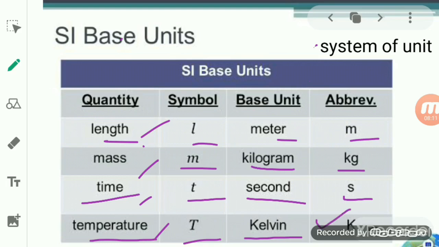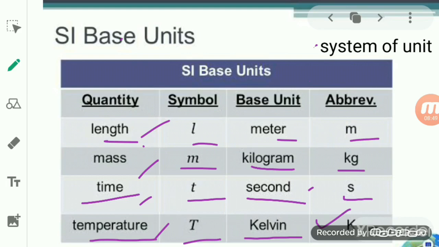So these units are very important while measuring any object. Whether you are measuring mass, length, time, or temperature, we always write the unit with it. Writing the unit is very important, and it is better to write the unit in its abbreviated form. If you are measuring a particular distance, you write it in the meter unit, kilogram, second, Kelvin. The unit must be there while measuring anything.